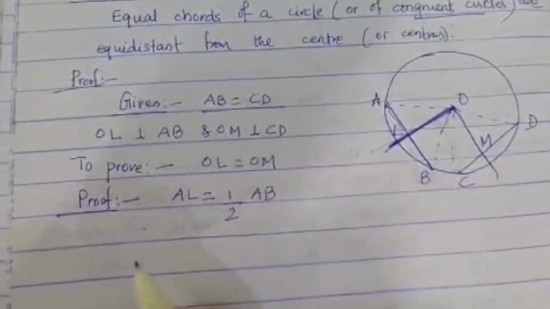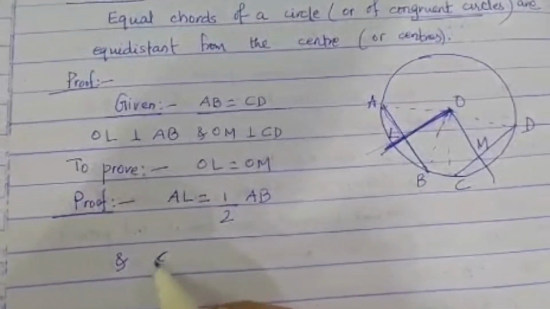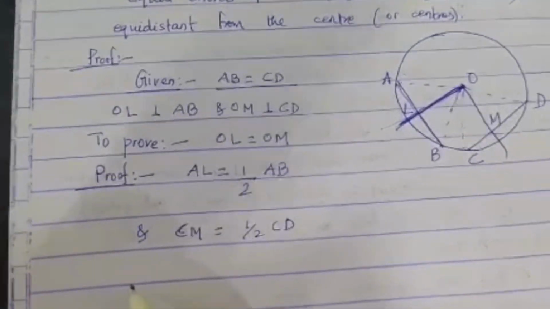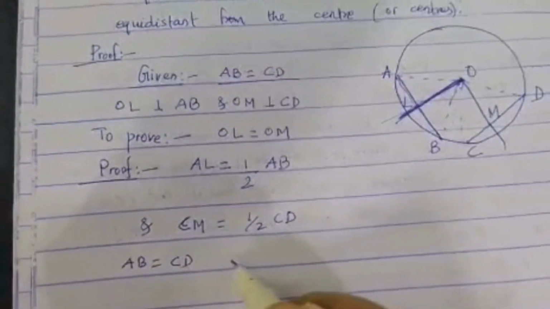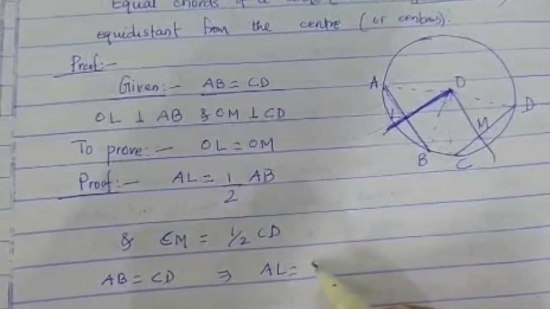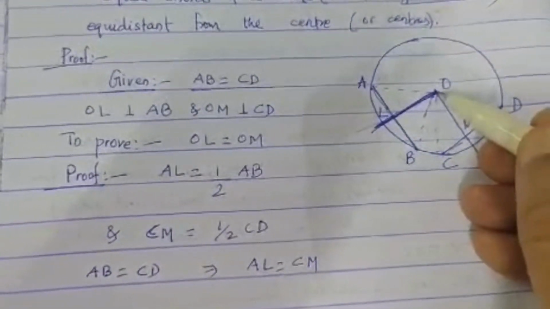So AL equal to half of AB, and also CM equal to half of CD. Now we have AB equal to CD. This means what? AB equal to CD. This implies AL equal to CM. We can say AL equal to CM.